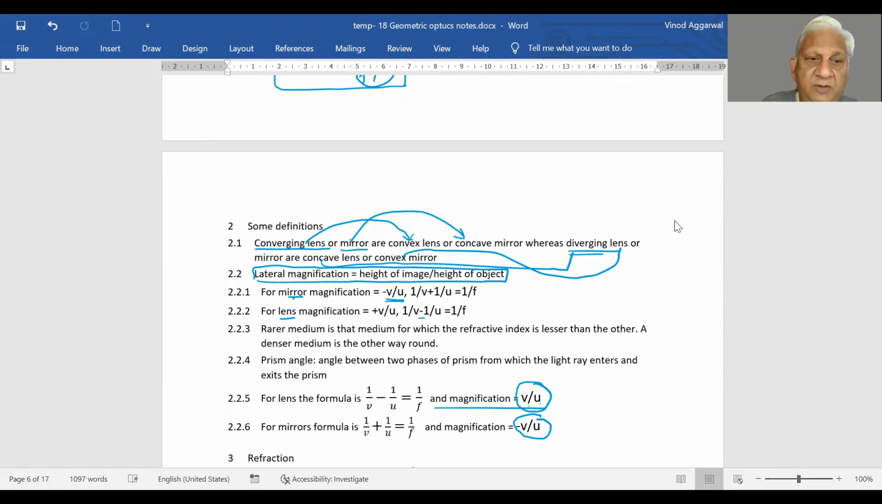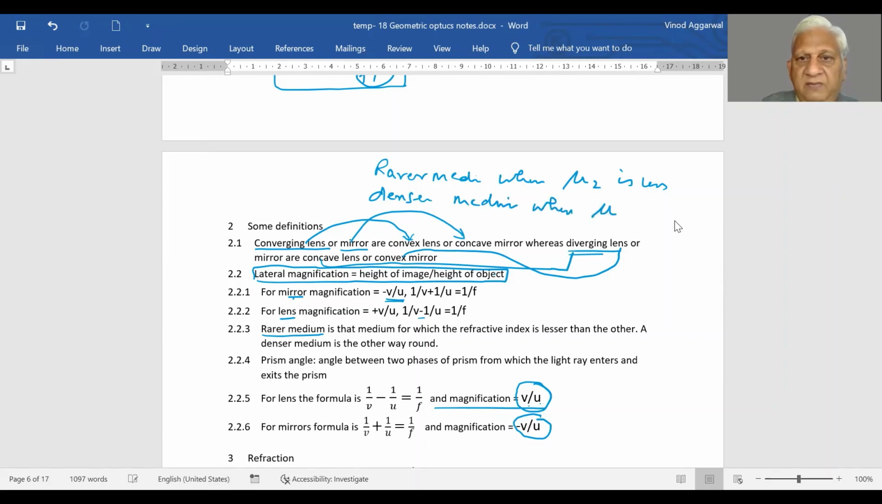Now, many times you will hear the term rarer medium or denser medium. What is rarer medium or denser medium? A rarer medium is where refractive index is less. And what is a denser medium? Where refractive index is more.